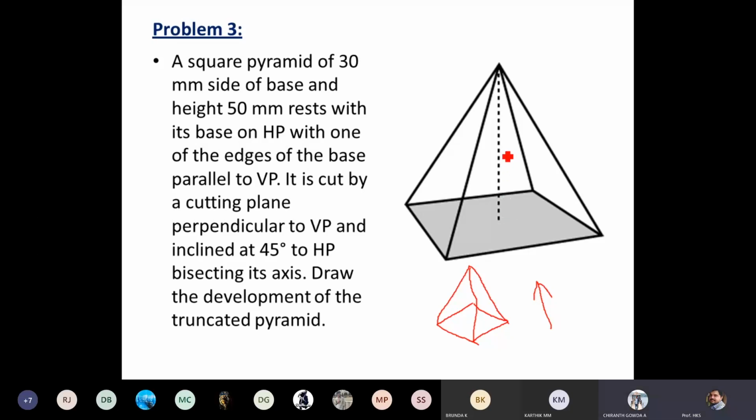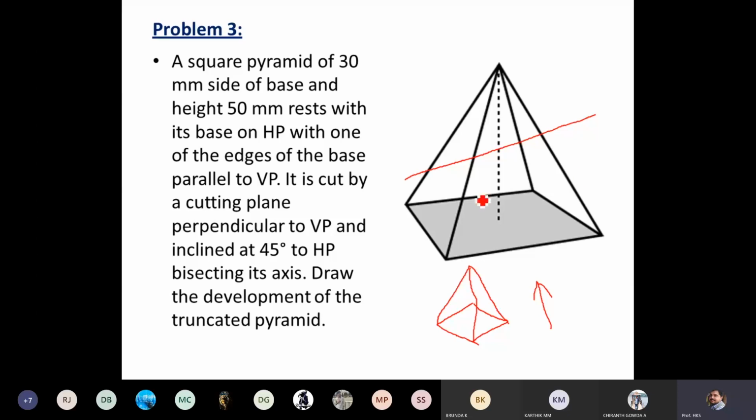Bisecting means dividing it into two equal parts at the middle. Now I have to pass a cutting plane making an inclination of 45 degrees, passing through the middle of this axis. Like this you have to cut and remove the top portion.